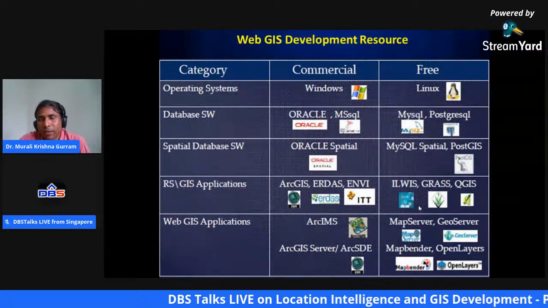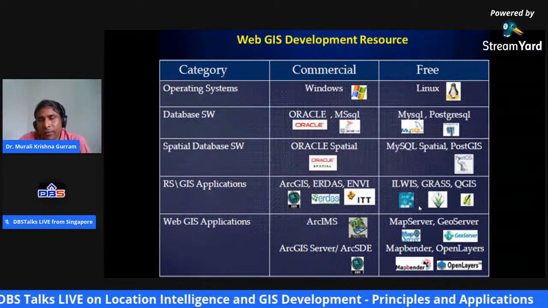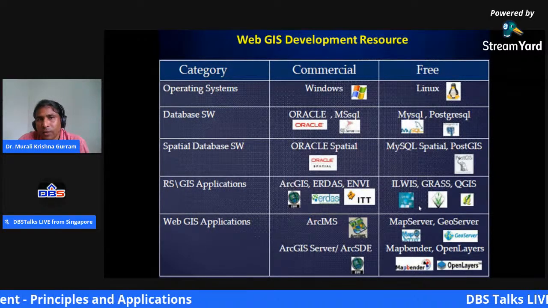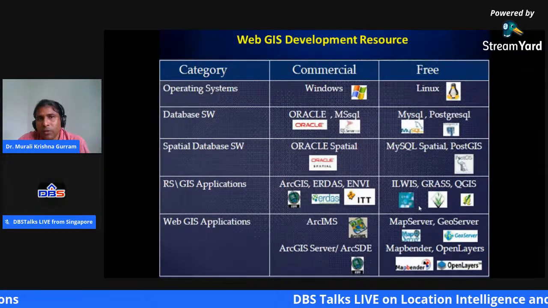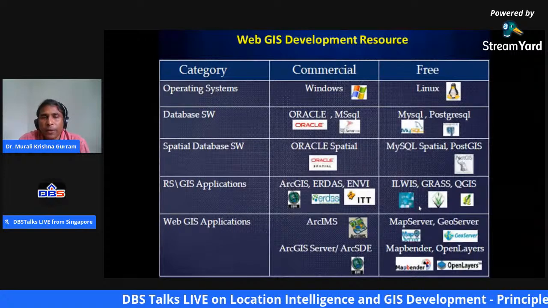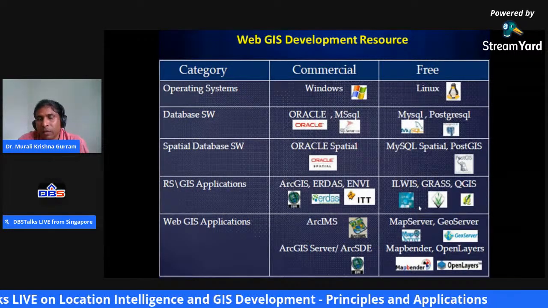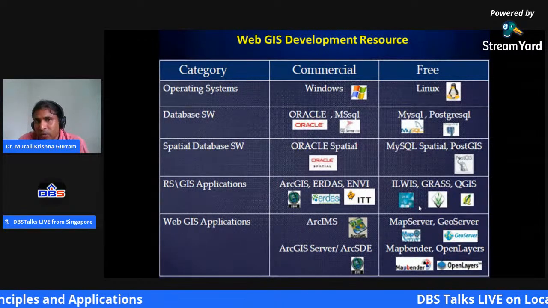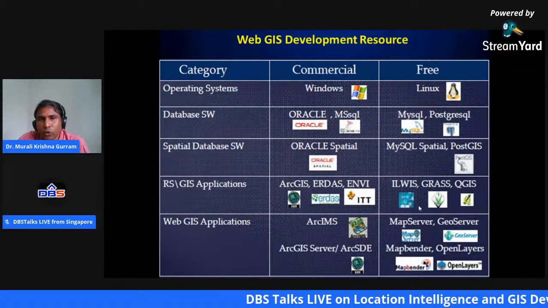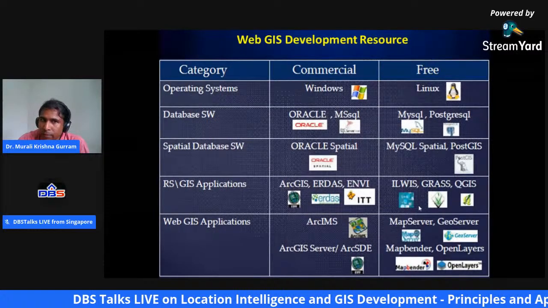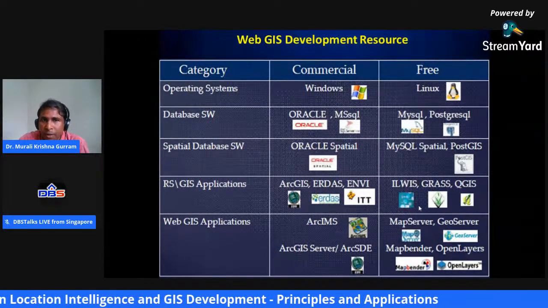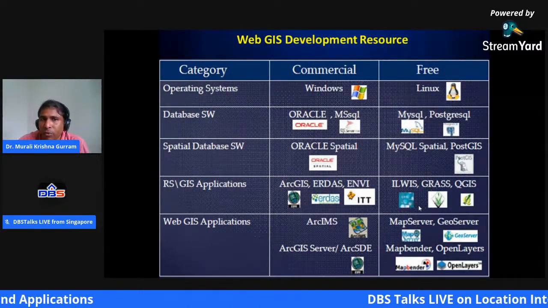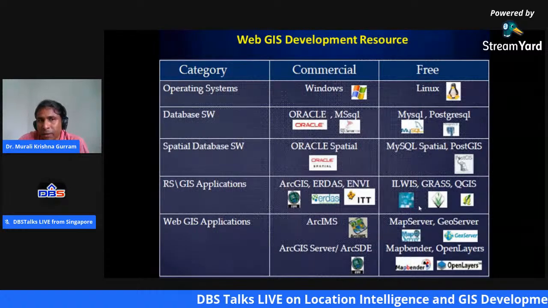So far we are talking about different technologies. In order to develop all those technologies, you have different development resources available. You have the commercial ones, and I have listed those commercial resources, and on the other hand I have also shared those free resources which are open source, whether for the operating system, for a database, or for a spatial database, from the remote sensing GIS application point of view, and the WebGIS development application point of view.